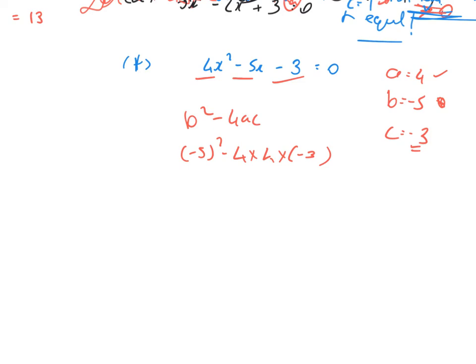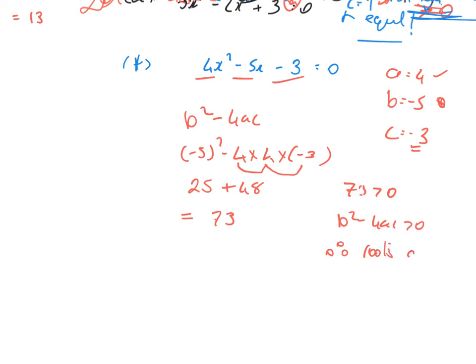Okay, now if you put all that in your calculator, minus 5 squared is 25, and then minus 4 times 4 is minus 16, and then minus 16 times minus 3 is plus 48. Okay, put all that in and you'll get 73. 73 is greater than 0. B squared minus 4AC is greater than 0. Therefore, roots are, what is that again for greater than 0? Real and distinct.